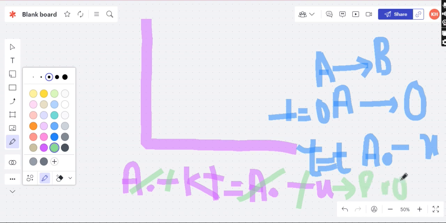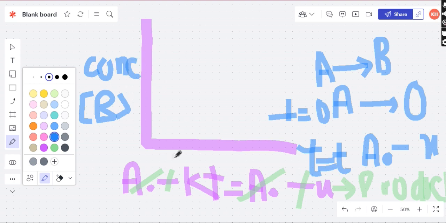And you can see that the product concentration is directly proportional to the time. So if we draw a graph of product versus time, here we have given the concentration of product B, and here we give the time, so they are directly proportional. A straight line graph goes something like this. So that is the graph.